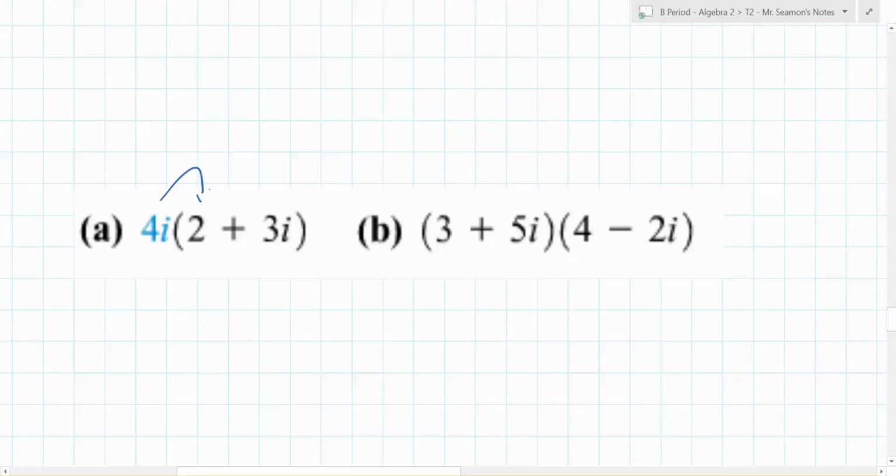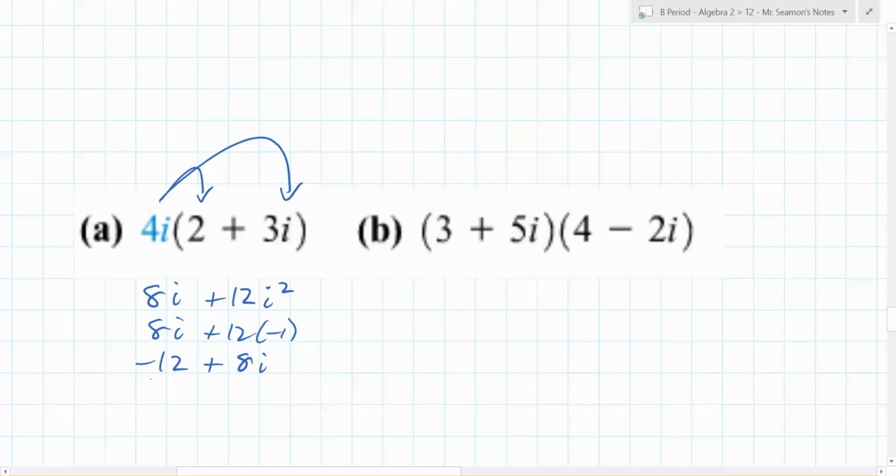What's 4i times 3i? 12i squared. What is i squared? Negative 1. So what does this turn into? Negative 12 plus... What do I put first? The real part. Put the real part first.